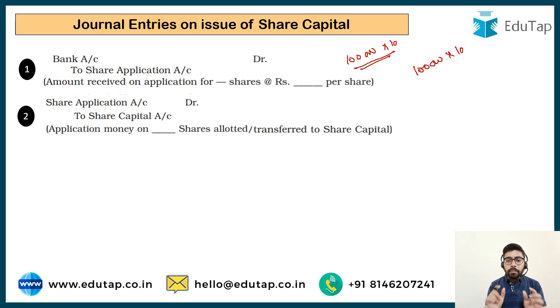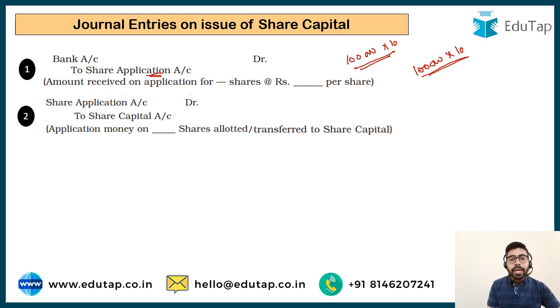So always remember the rules of debit and credit. Increase in asset is going to be debited. So here the bank account is going to be debited, and the account which we are going to credit here is share application account. We have received this 10 lakh rupees and we are going to transfer it to another account which is share application account. Now what is going to happen here?